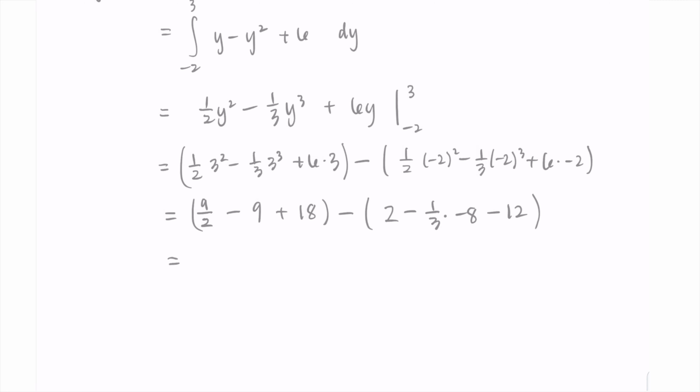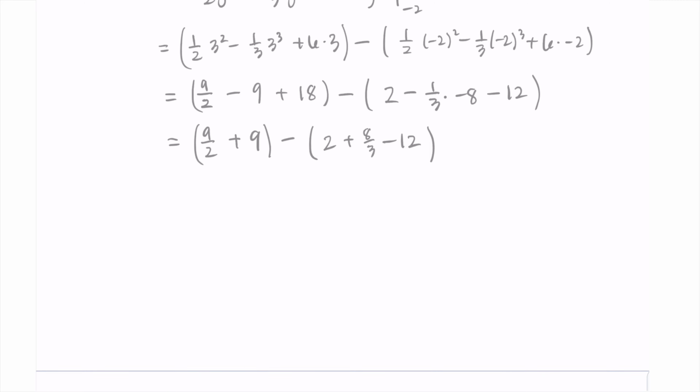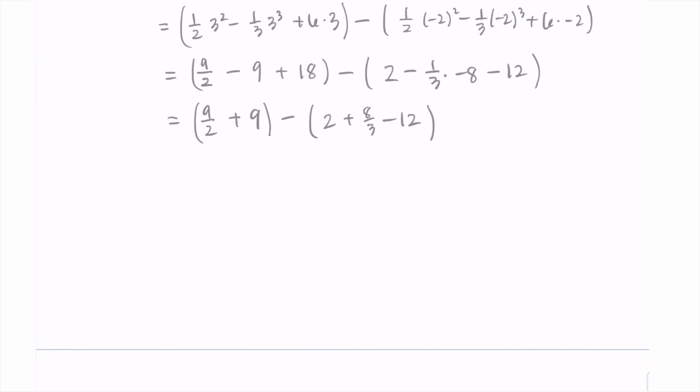Okay, we're almost there. We really just got to combine all these fractions together. So I have 9/2 plus 9 here on the first part. And then I'm going to subtract off 2 plus 8/3 minus 12. So I combined those two negatives. Bear with me, we're almost there, guys.